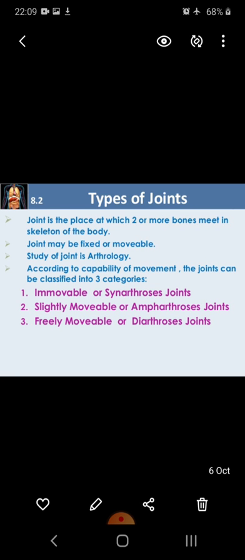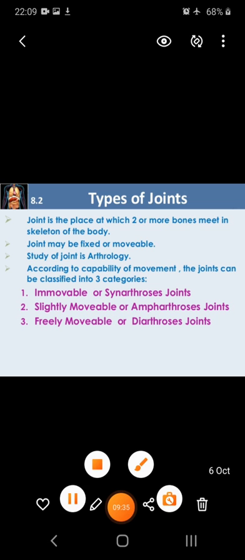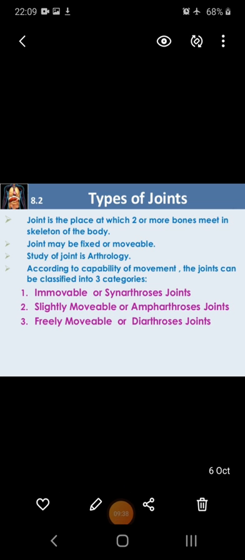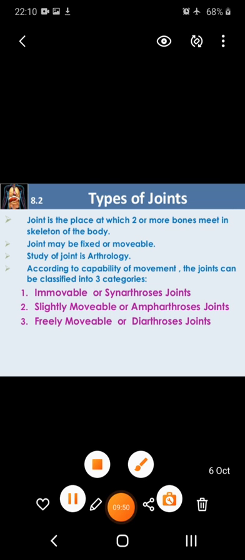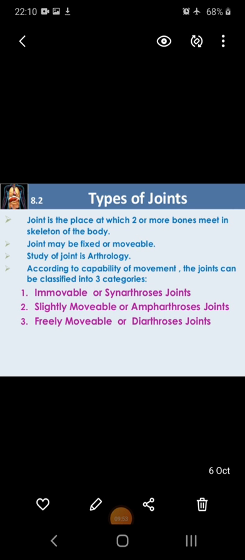Now we will discuss the types of joints. A joint is the place at which two or more bones meet in the skeleton of the body. Joints may be fixed or movable. A joint or an articulation is the union of two or more bones of the skeleton. The study of joints is called arthrology.